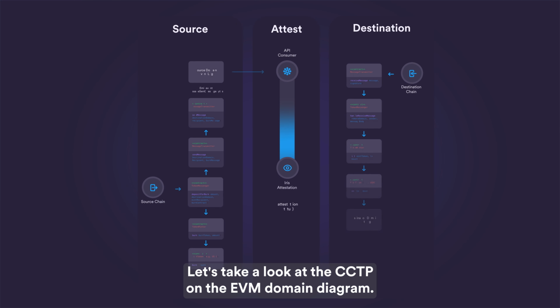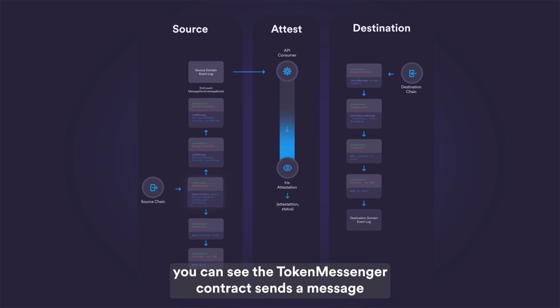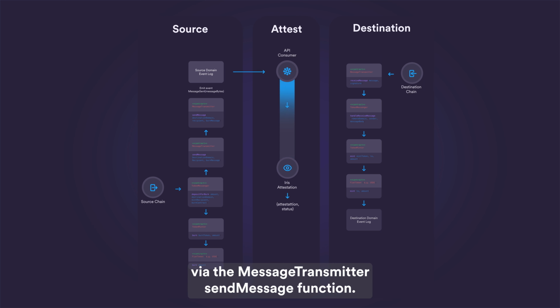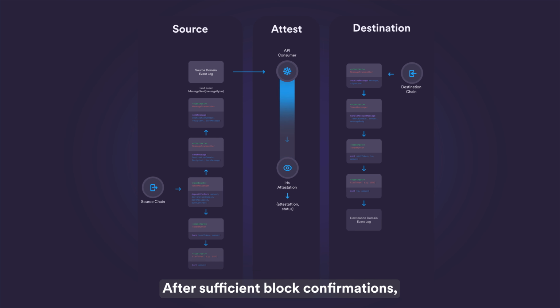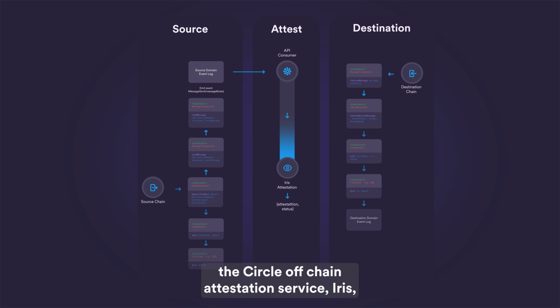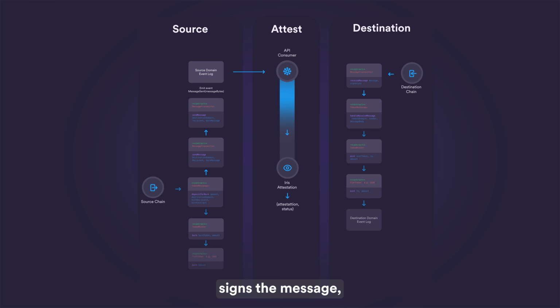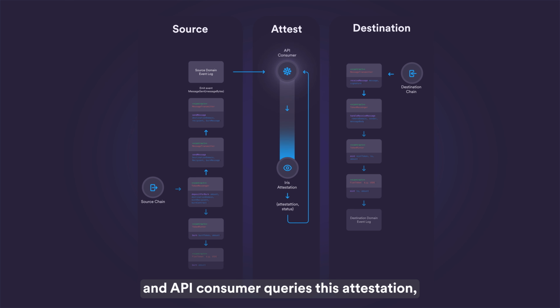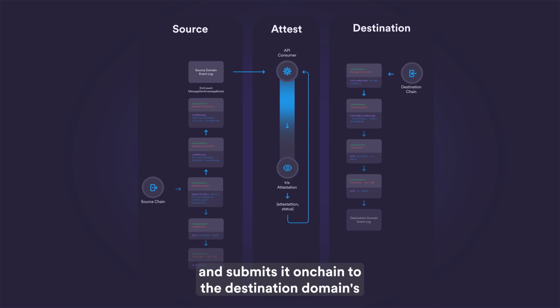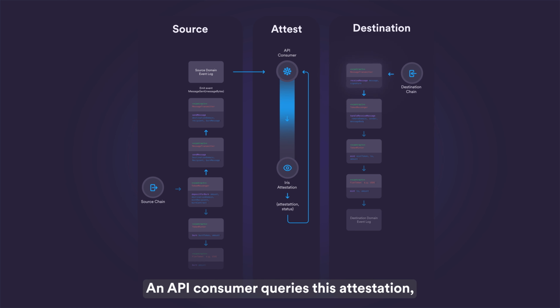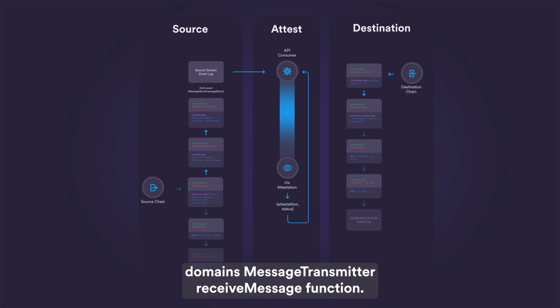Let's take a look at the CCTP on the EVM domain diagram. From the diagram, you can see the token messenger contract sends a message via the message transmitter send message function. After sufficient block confirmations, the Circle off-chain attestation service, IRIS, signs the message. An API consumer queries this attestation and submits it on-chain to the destination domain's message transmitter receive message function.